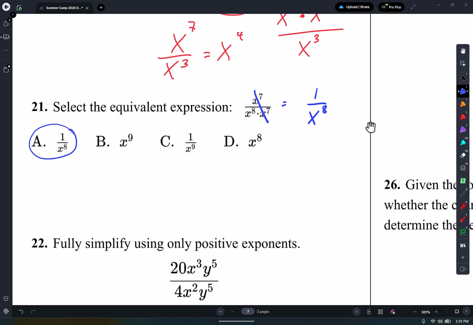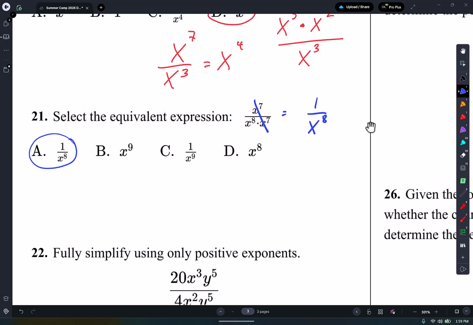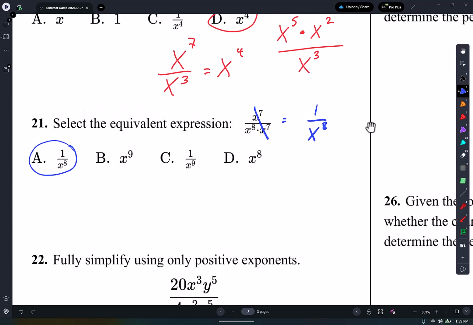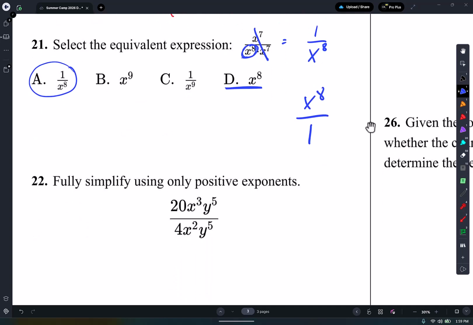I have a question. Yeah, hit me. Why is it not letter D? Good question. It can't be letter D because you see how I still have x to the 8th here in the bottom? It can't be letter D because x to the 8th is in the denominator, so you got to keep it in the denominator. If you were to just write x to the 8th, that's like saying x to the 8th over 1. But notice x to the 8th is not in the top. X to the 8th is in the bottom of the fraction. So you got to keep it in the bottom. That makes sense? Okay.